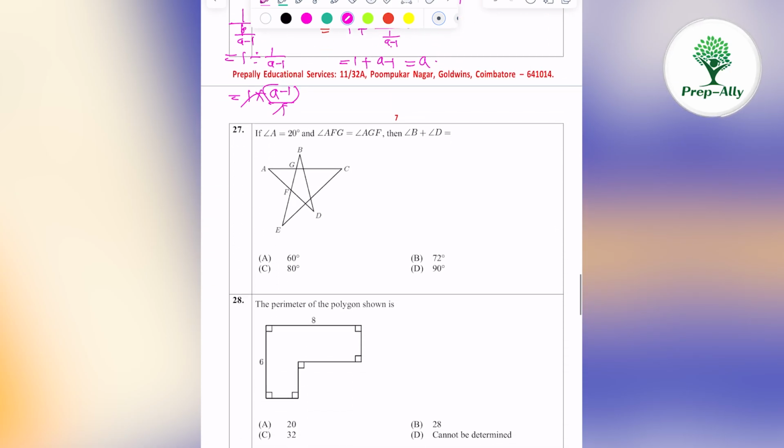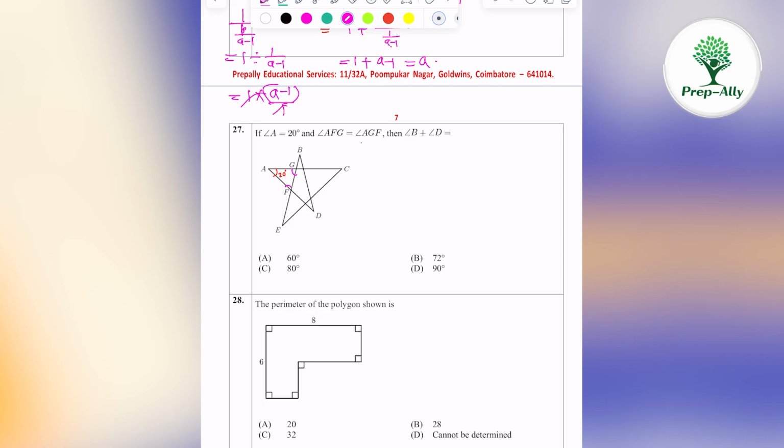Now the question number 27. In this question it is given angle A is equal to 20 degree. AFG and AGF both are equal. It means this angle is equal to this one. So here we have to find angle B and D.